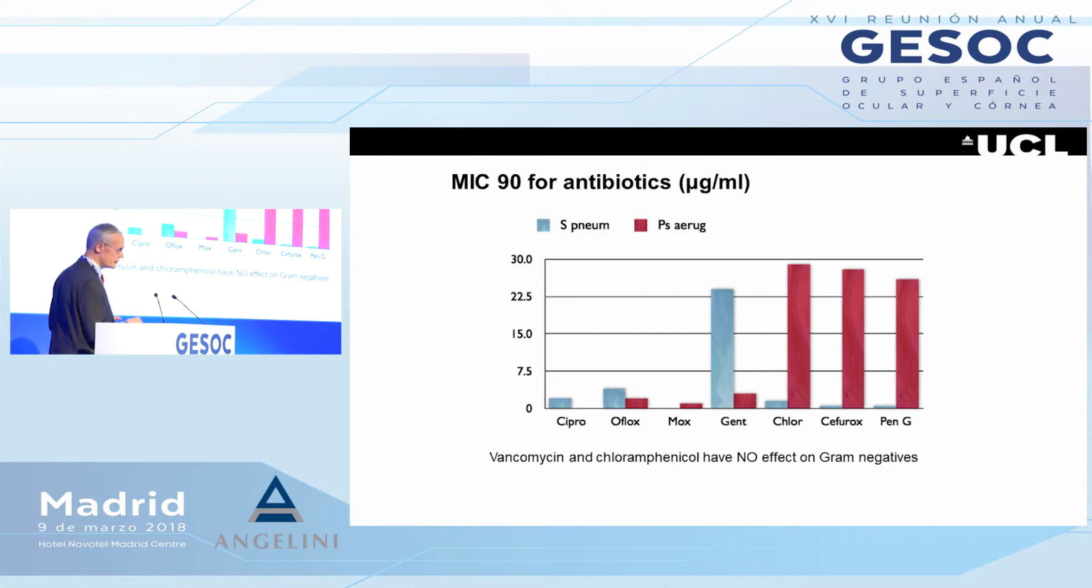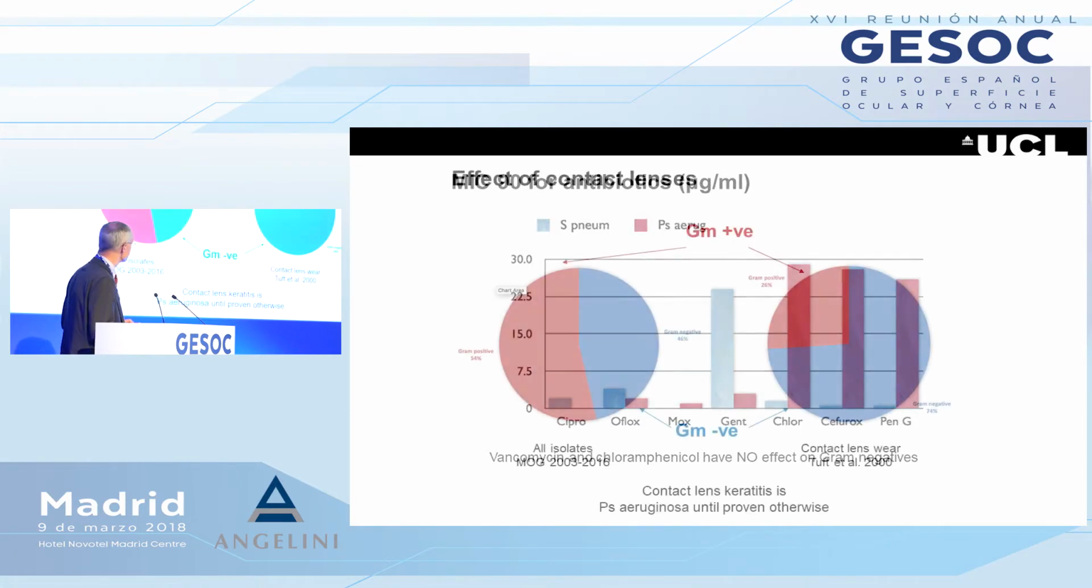Any treatment that you're going to use empirically needs to cover gram-positives and gram-negatives. Avoid antibiotics which have no effect on gram-negatives. So for contact lens-associated keratitis, don't use vancomycin or chloramphenicol because those organisms don't have the structure to be killed by those antibiotics. So you need something, preferably commercially available, which is going to kill both. Ciprofloxacin, ofloxacin, moxifloxacin. We've moved through these steps not because the fourth-generation antibiotics are more effective, but because moxifloxacin is cheaper. So the drug companies have driven this change, not the bacteriologists.